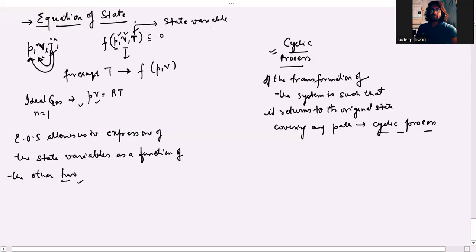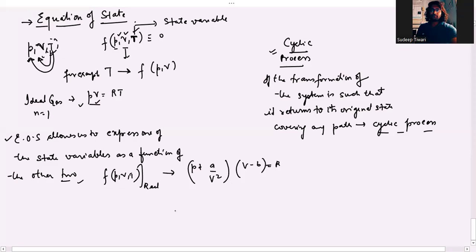For example, if I'm talking of an ideal gas, then the equation of state remains PV = nRT, or simply PV = RT if I'm taking the number of moles in the system to be 1. If I'm talking of a real gas instead of an ideal gas, then this will become (a + P/V²)(V - b) = RT.